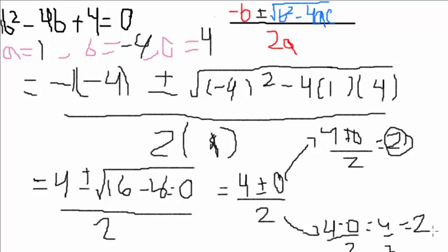So like I said, we know that we only have one solution because of the discriminant here. And so that makes the quadratic formula really easy to understand.